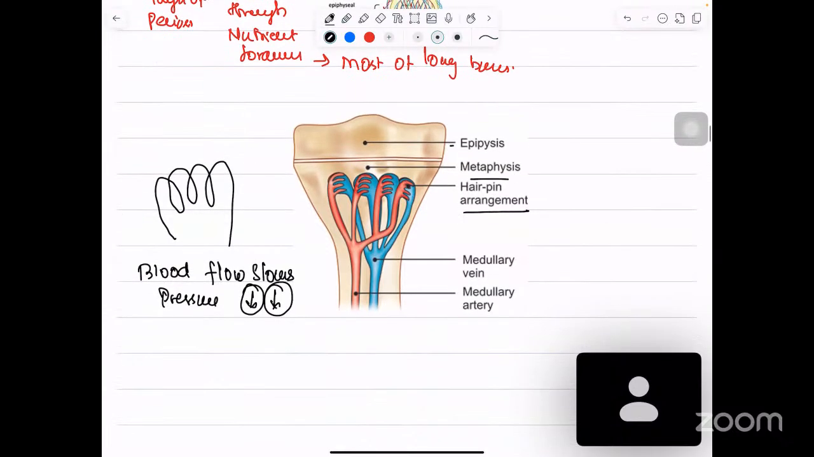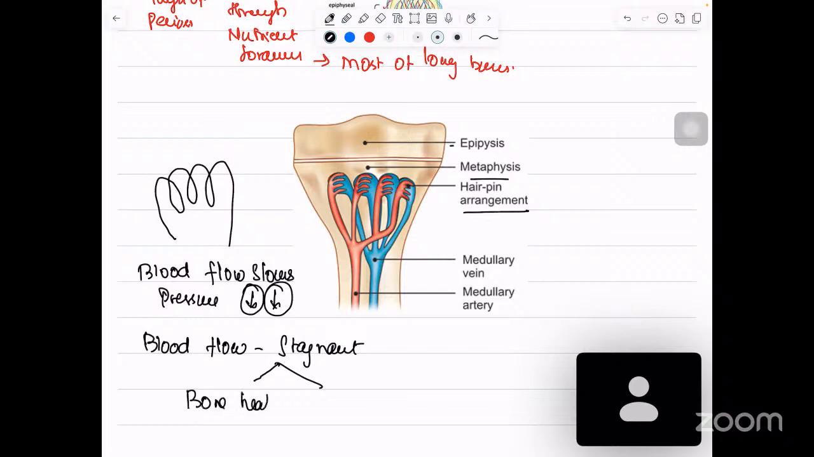Because the pressure is minimal, the blood flow will be stagnant. If the blood flow is stagnant, what is the advantage? There is an advantage and a disadvantage. The advantage is that bone healing will be faster. Similarly, because it is stagnant, the risk of infection is higher.